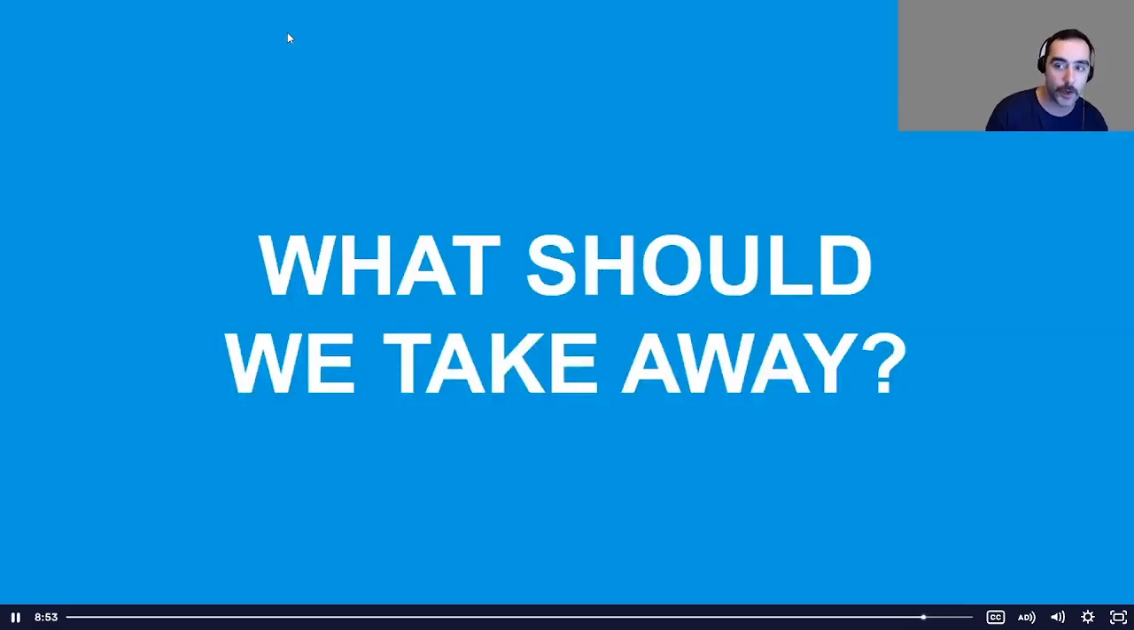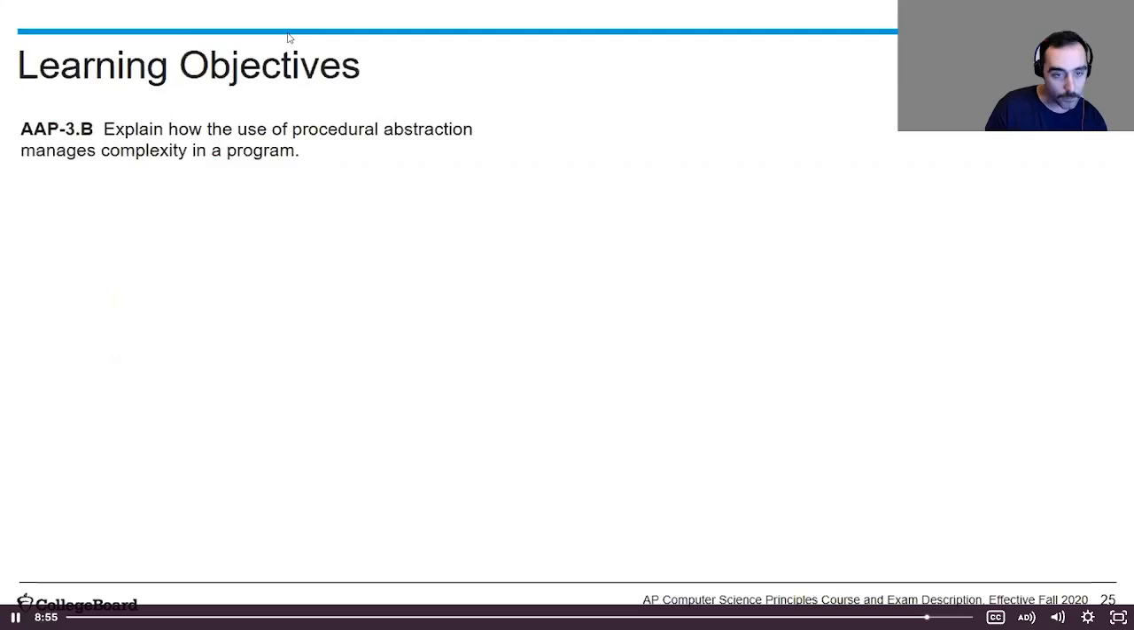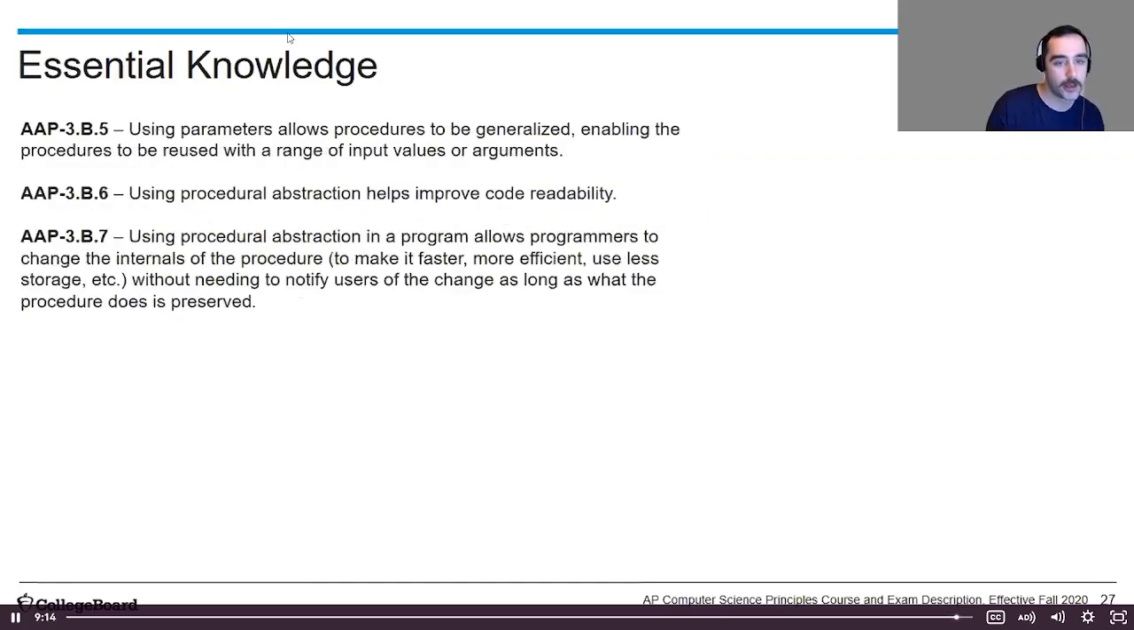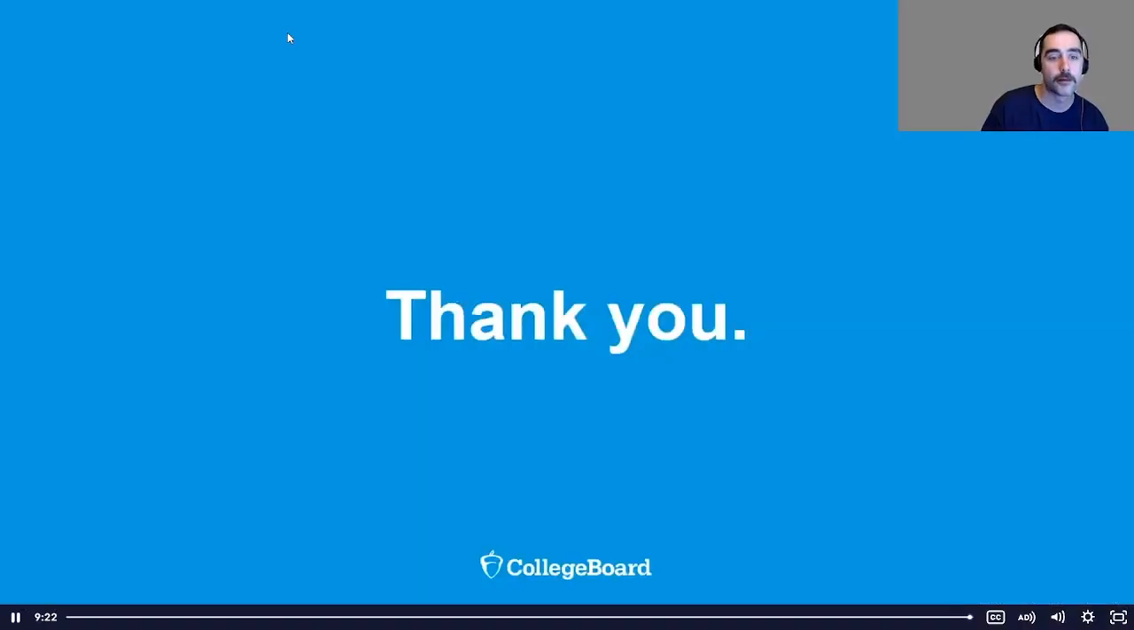So what should we take away? Well, you should be able to understand and talk about why procedural abstraction is important in managing the complexity of a program, and be specific about some things that it can do, such as helping with duplicating code and being able to work on that procedure later. All right. Thank you.